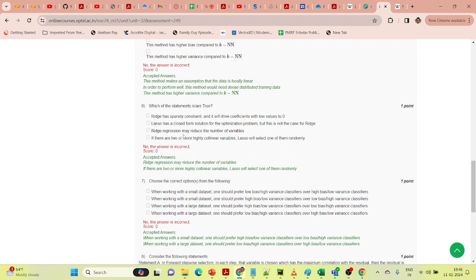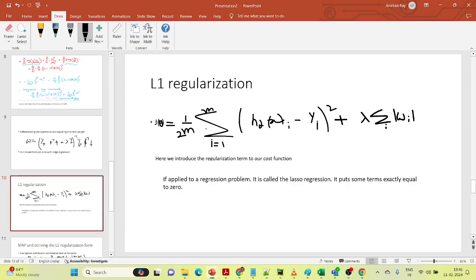Sir, please explain sparsity. Yes, sparsity is, as I said, in L1 regularization it reduces every undesirable parameter to 0. So our hypothesis becomes simpler and smaller. So that is called sparsity. Okay.